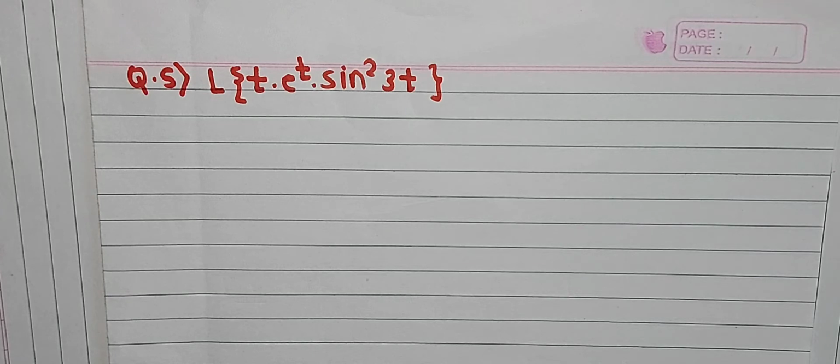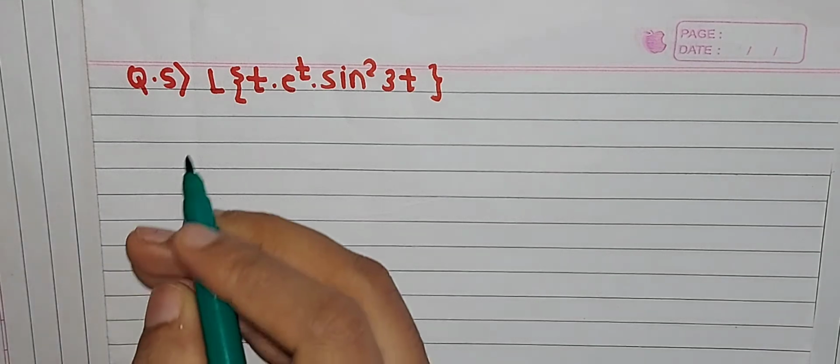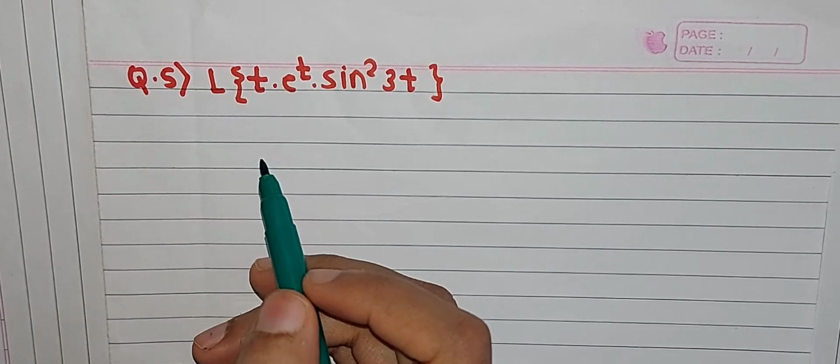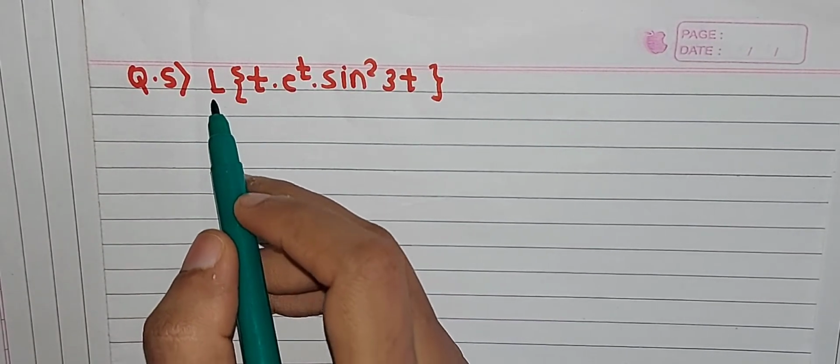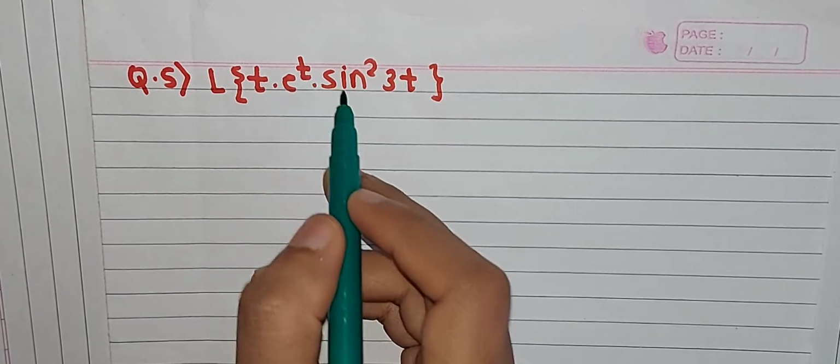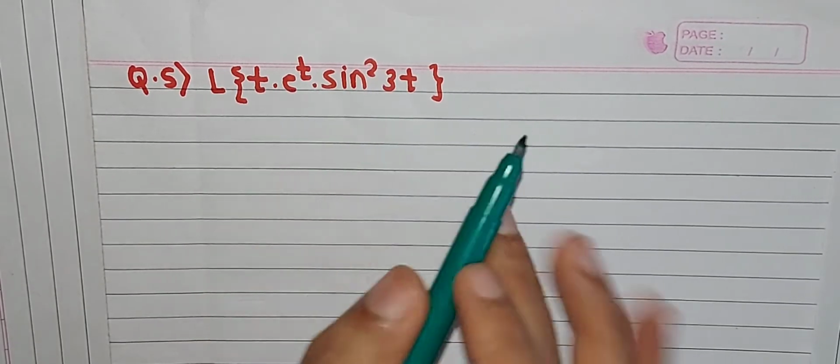So in this lecture we will discuss another example which is related to this multiplication by t property. In previous lectures we have already discussed its definition, corresponding formula and 4 examples. So in this lecture we will solve this example. This example is to find the value of this Laplace transformation, that is Laplace of t into e raised to t into sin square 3t is equal to question mark.